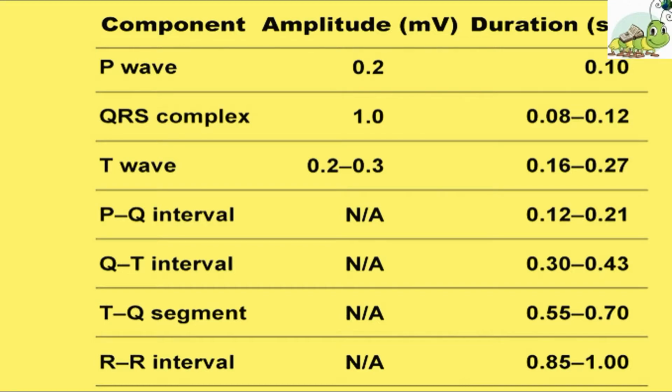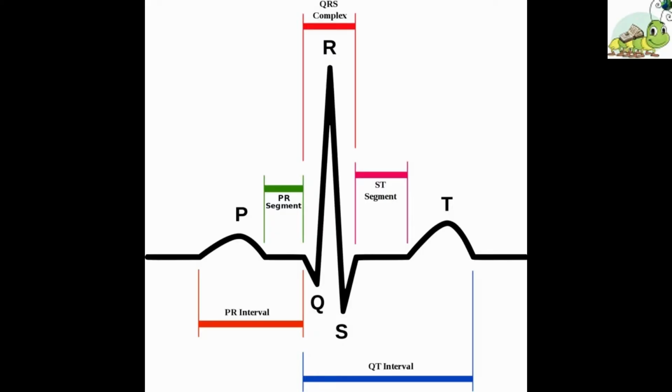Certain intervals and segments of the ECG can provide important information about the function of the heart. That is, the PQ interval gives an estimate of the time of conduction through the AV node.